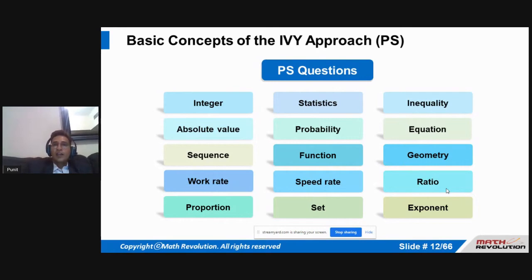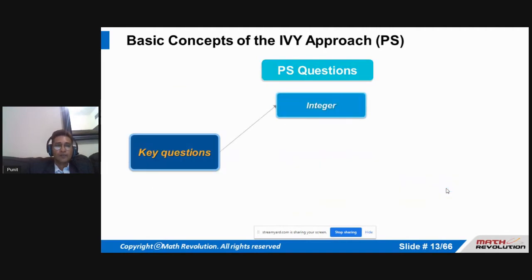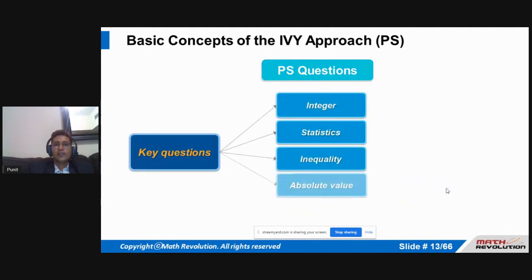Hoping the picture taking has been done by the students. Moving ahead with the same. So key questions, as I told, are all based on integers, statistics, inequalities, absolute values, and probability.